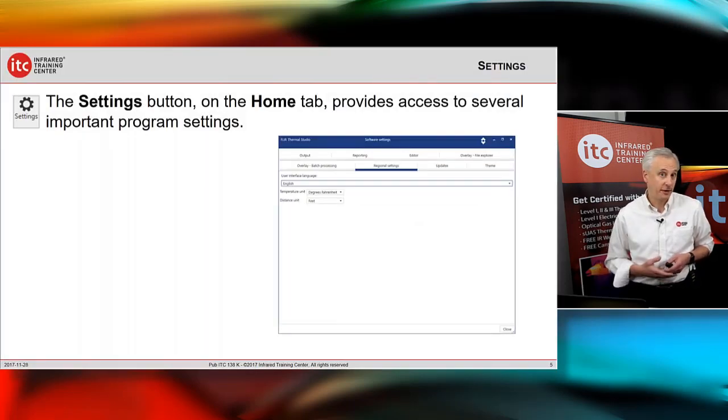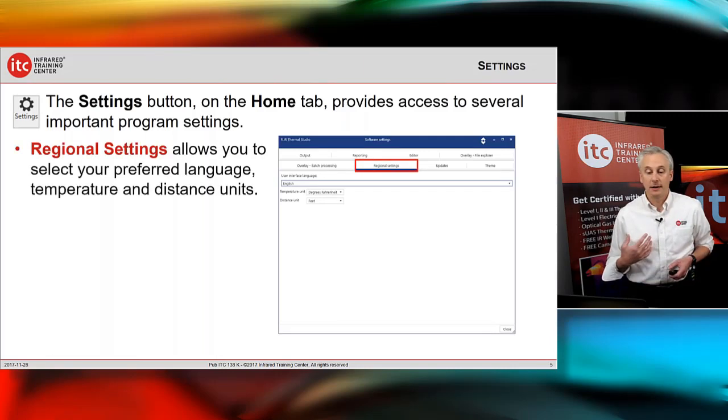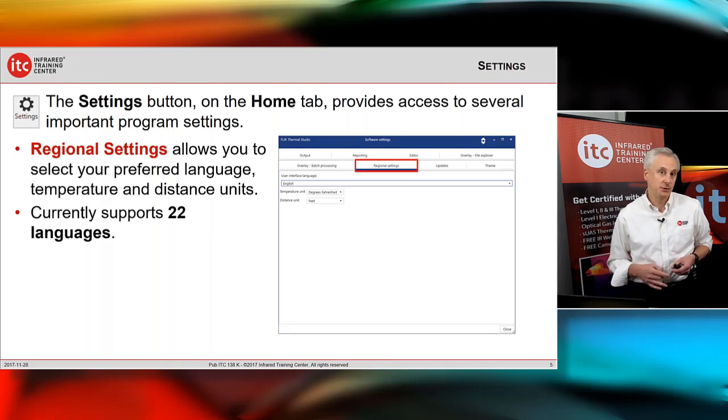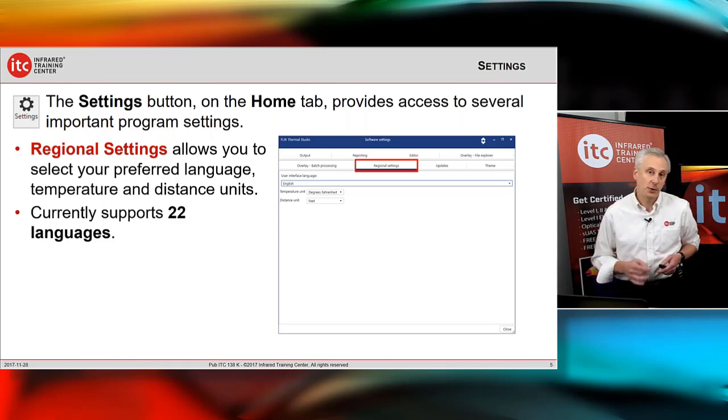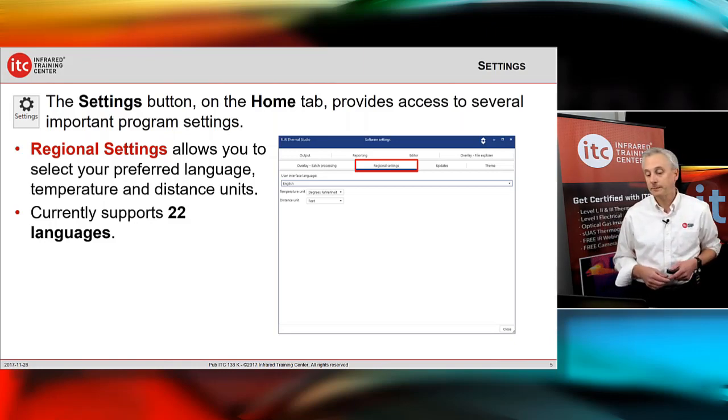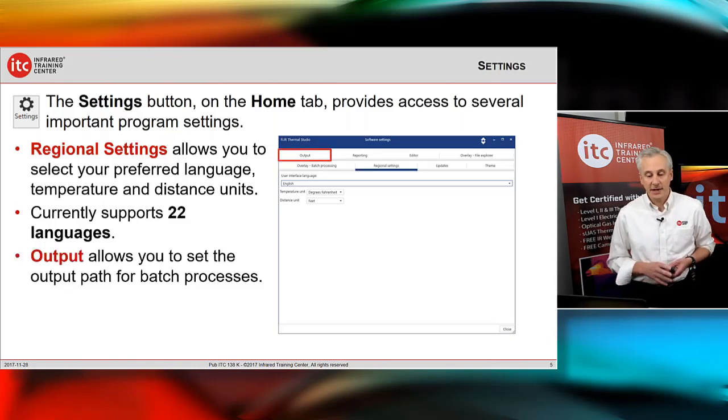Now, one important thing on the Home tab is the Settings button. This provides access to some really important settings, one being your regional settings. Here you can set your preferred language and your preferred units, and the software currently supports 22 languages. The Output tab allows you to set the output path for your batch processes.